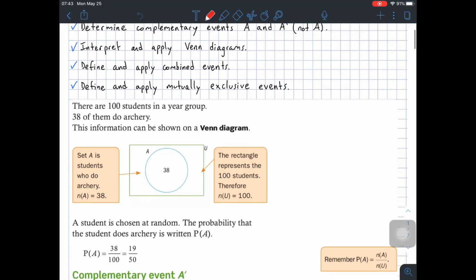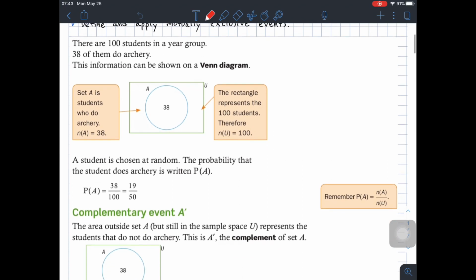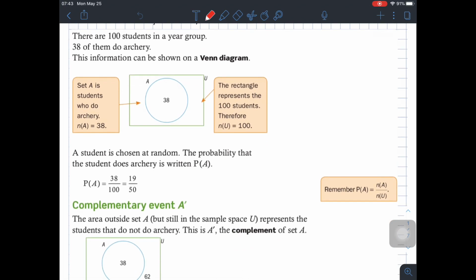Okay, so let's start with some basic concepts about Venn diagrams just to review what this is about. Let's see it through this example. It says, there are 100 students in a year group. 38 of them do archery. This information can be shown on a Venn diagram.